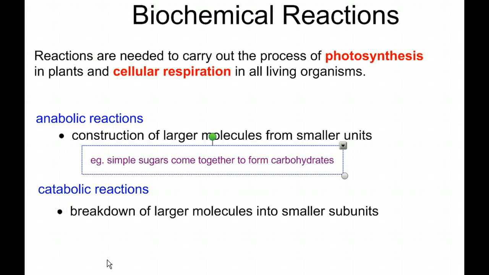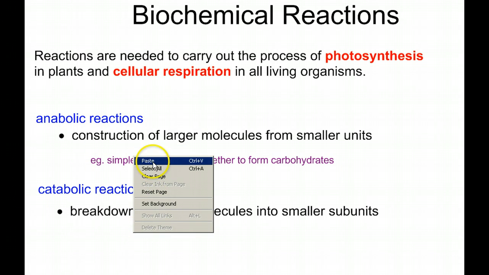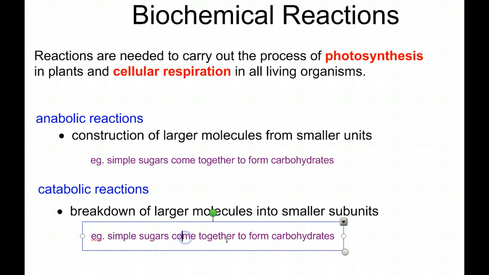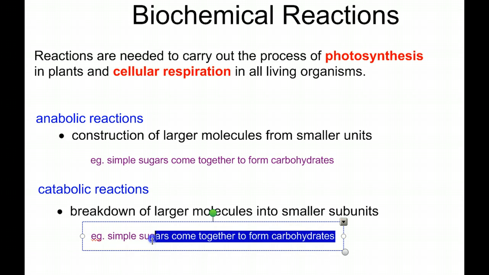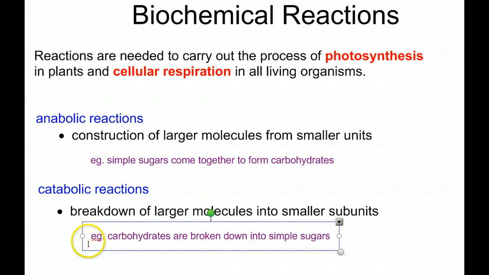Okay, and then catabolic is basically just the opposite of that. If we use the exact same example, we can take just the reverse of this. We ingest or eat carbohydrates. Those carbohydrates need to be broken down into simple sugars so that our body can absorb them into our digestive system. So carbohydrates are broken down into simple sugars.